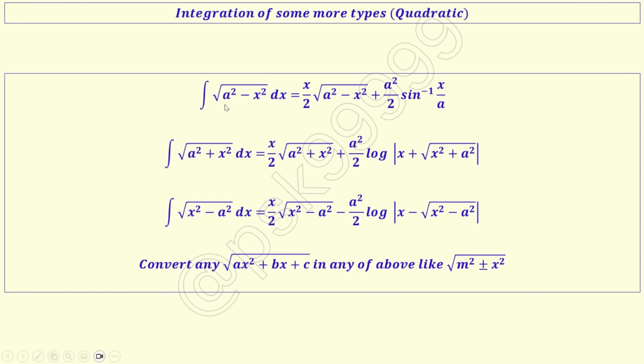Okay, one simple example I'll give you. You can multiply and divide this with the same value here. So it will become (a square minus x square) by square root of a square minus x square. Separate, split it into two terms. Each individual term you solve, and you will get this answer. Okay, straightforward. So that is how you can solve it.